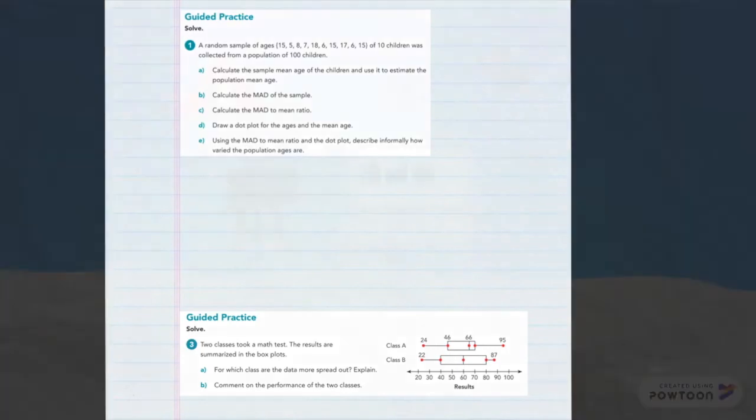Okay, so in number 3, so we skipped number 2, but in number 3, you're just comparing the two classes. And number 1, you're taking that random sample and then making inferences about the population. And when you're done with these, have them checked by your teacher, and you can move on to the practice problems.